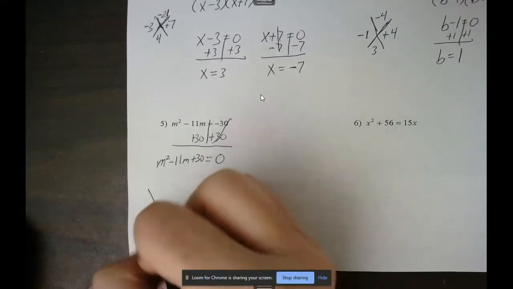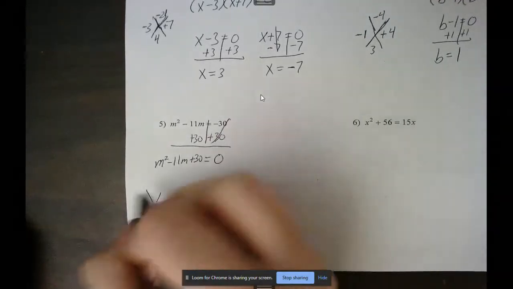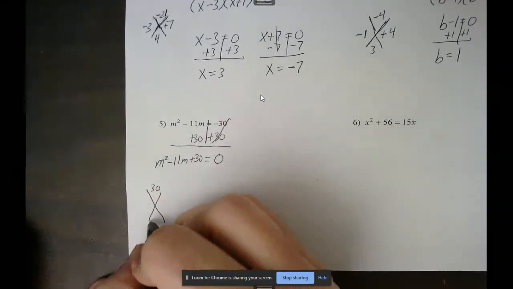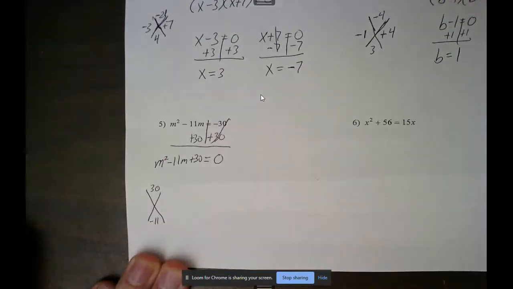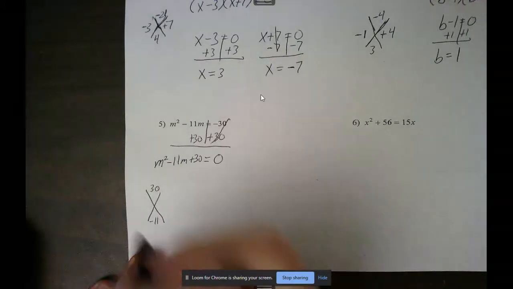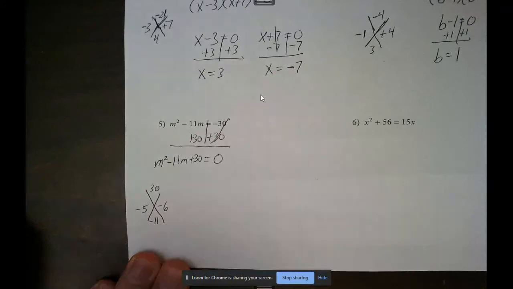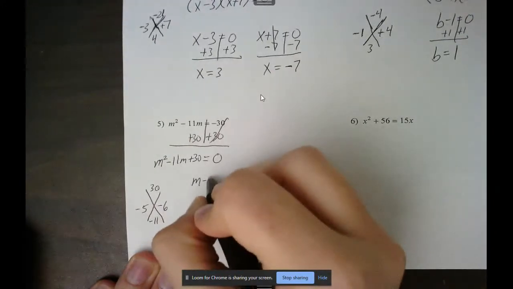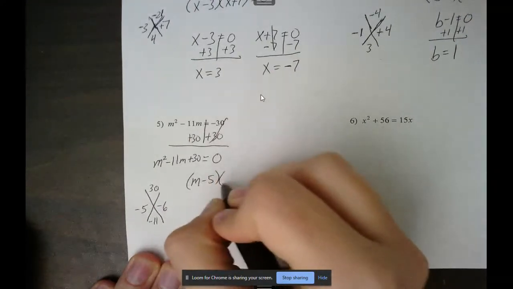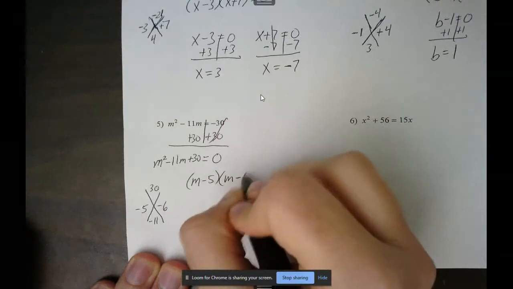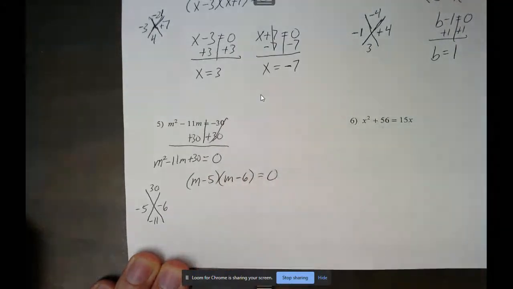That's why we threw those examples in. All right, we got 30 in the top, and we got negative 11 in the bottom. So 2 numbers that multiply to give me positive 30, but add to negative 11. Negative 5 and negative 6. So we're going to have m minus 5 times m minus 6 equals 0.